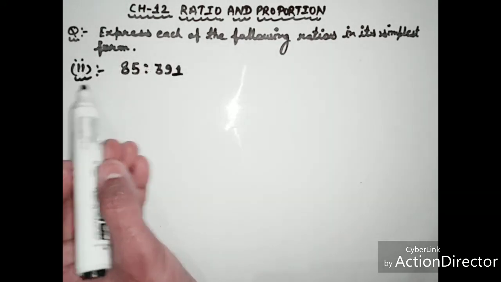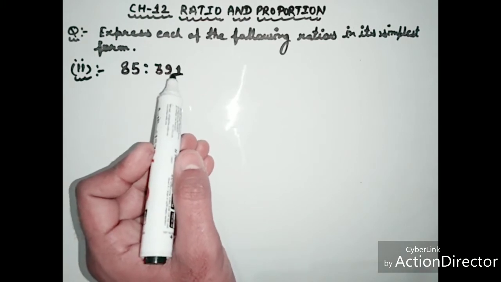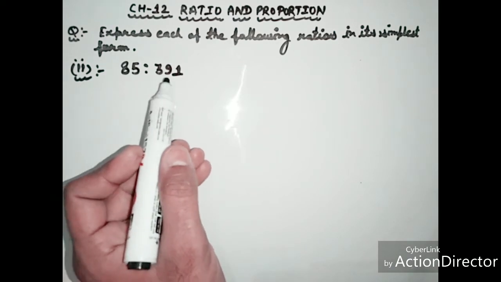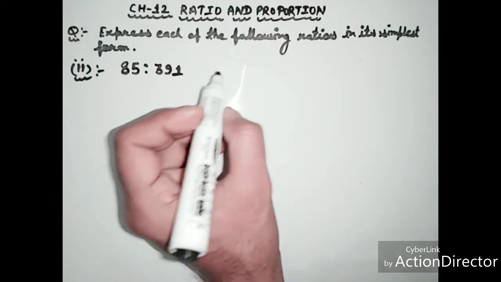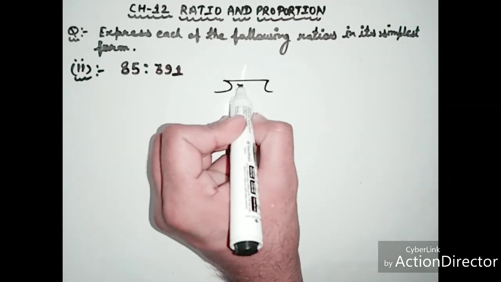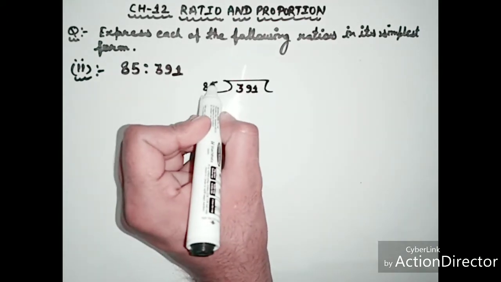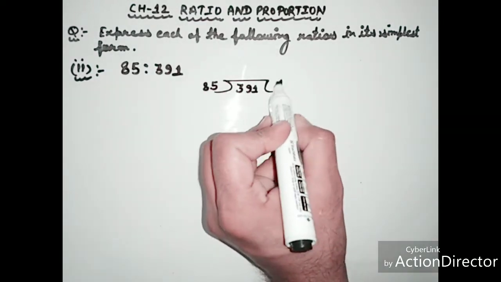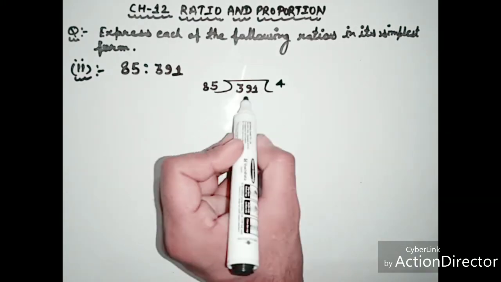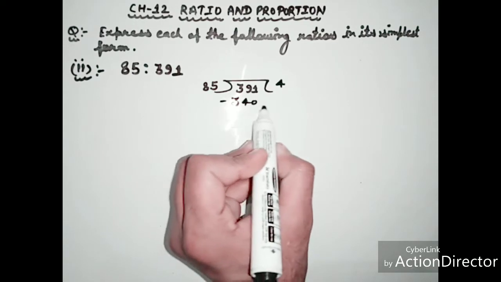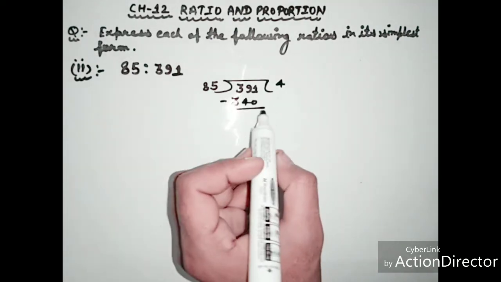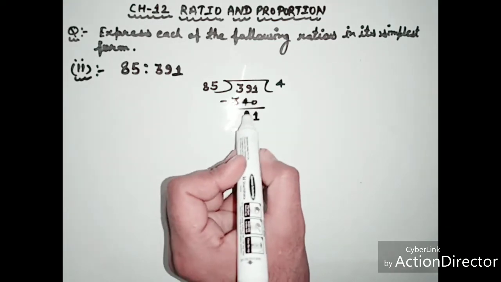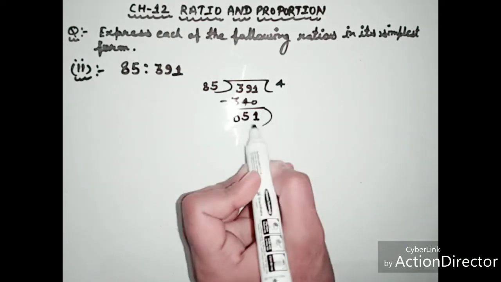Here the second example, 85:391. So here first we find the HCF of 85 and 391. So here we divide 391 by 85. So 85 divides 391 4 times. 85 4s are 340. Then 1 minus 0, 1, 9 minus 4, 5 and 3 minus 3, 0.